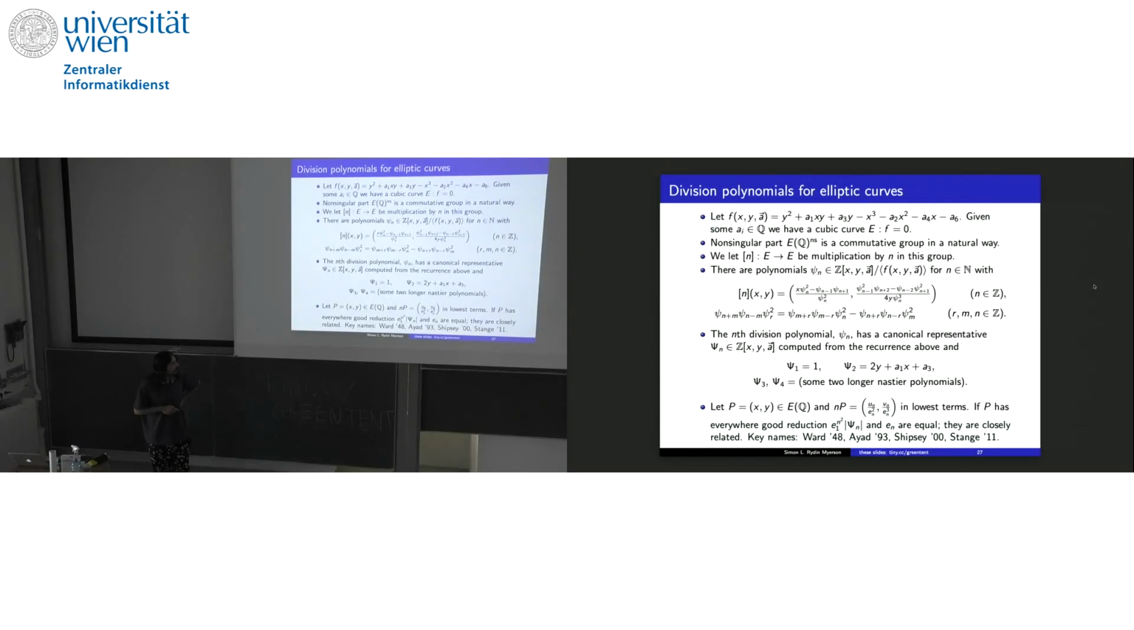So this thing, this E1 to the n squared psi n, is an example of something which is commonly called an elliptic divisibility sequence. This sort of object was, I think, first studied by Ward. And there are some key names in classifying and describing these sequences and relating them to points on the elliptic curve.